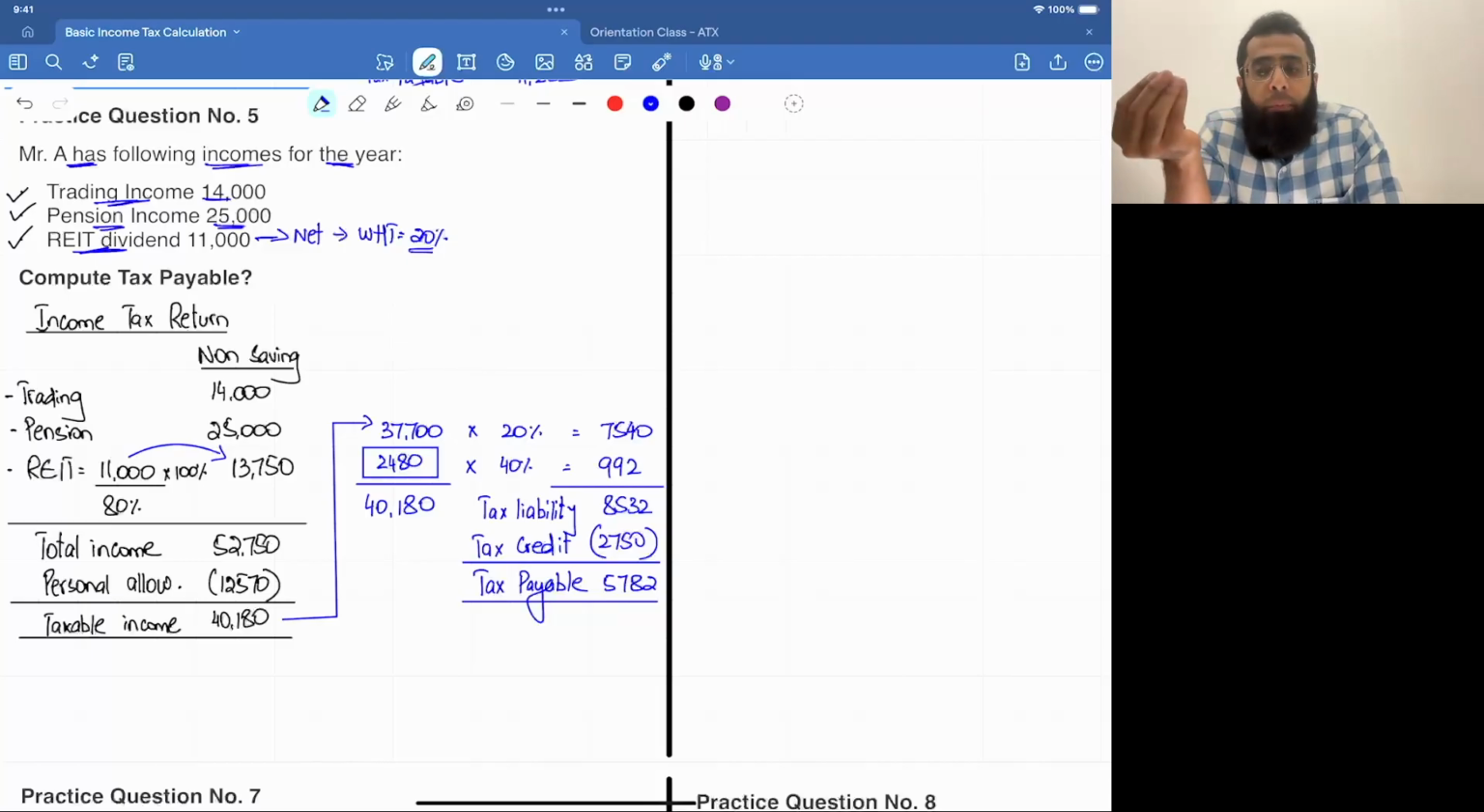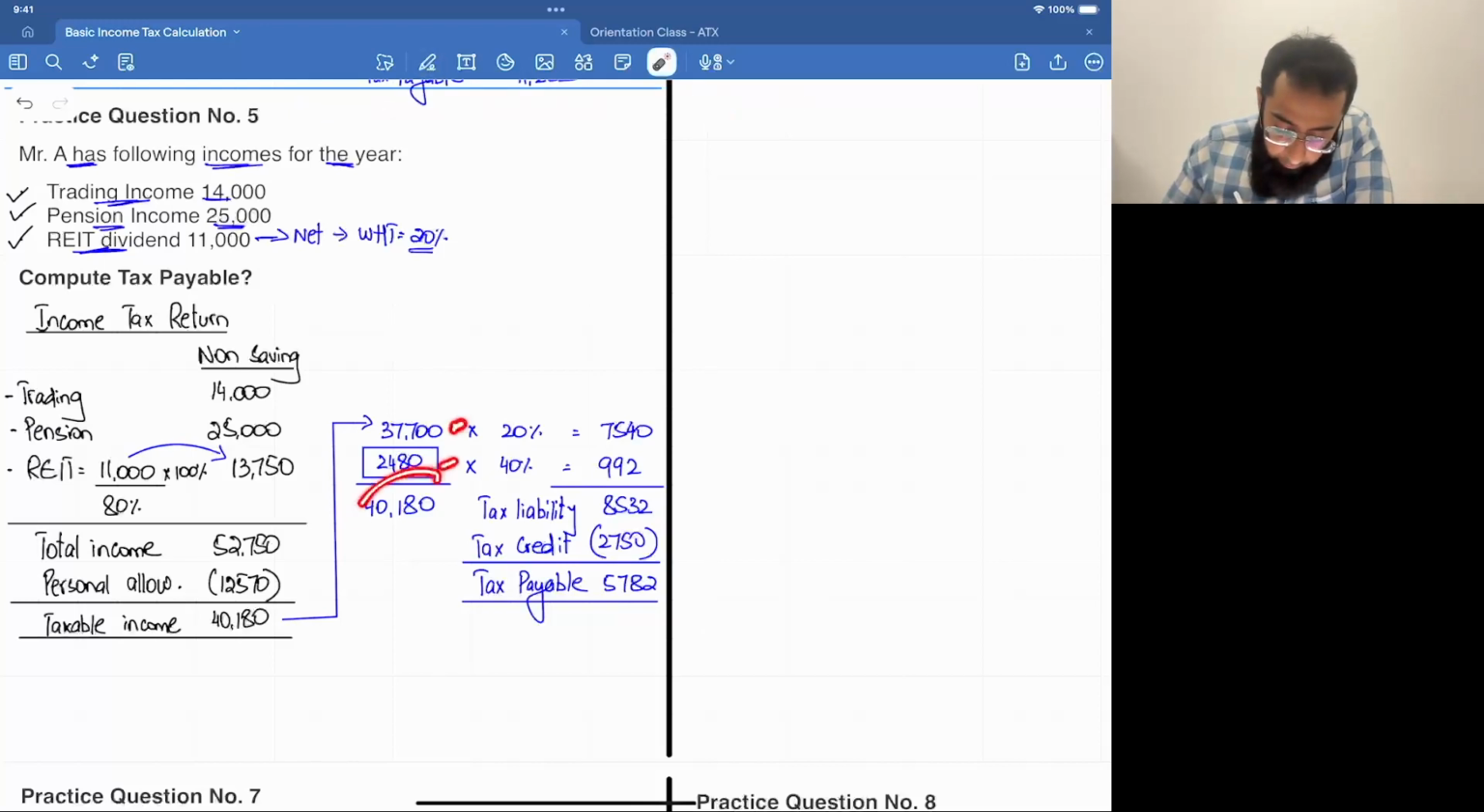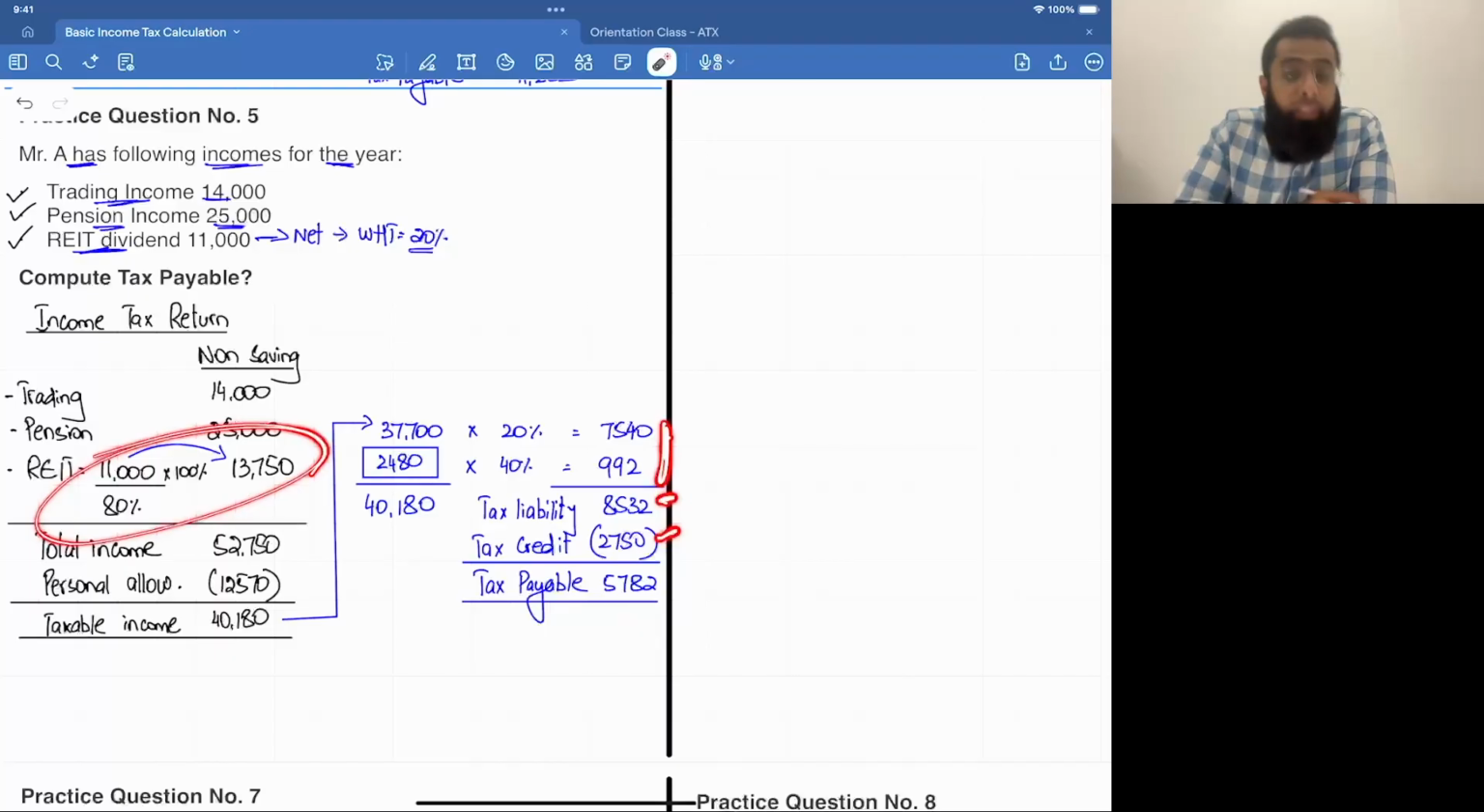We put the incomes, real estate investment trust, we gross it up. Okay, we get the total income, we adjust the personal allowance, we arrive at the value of taxable income. On 37,700, which is the basic rate band, you charge 20%. On the remaining, you simply charge 40%. You get the tax liability. Then the tax credit, since you grossed it up, and you get the final tax payable value.